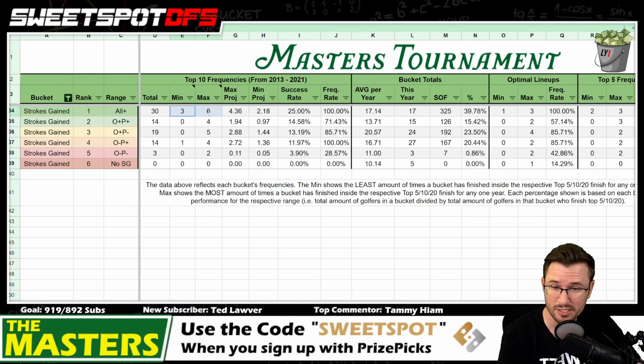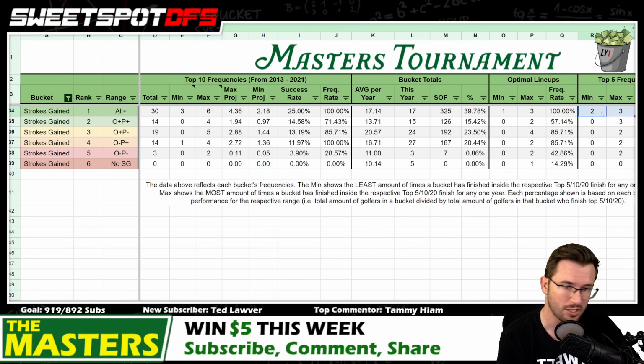We've seen up to 3 inside the top 10. Okay, optimal lineups is something worth looking into. We've seen at least 2 inside the top 5, by the way. So that could be a Scheffler thing, right? Scheffler could be in this bucket, and then you wouldn't want 2. That's why optimal lineups have only had 1. But let's take a look.